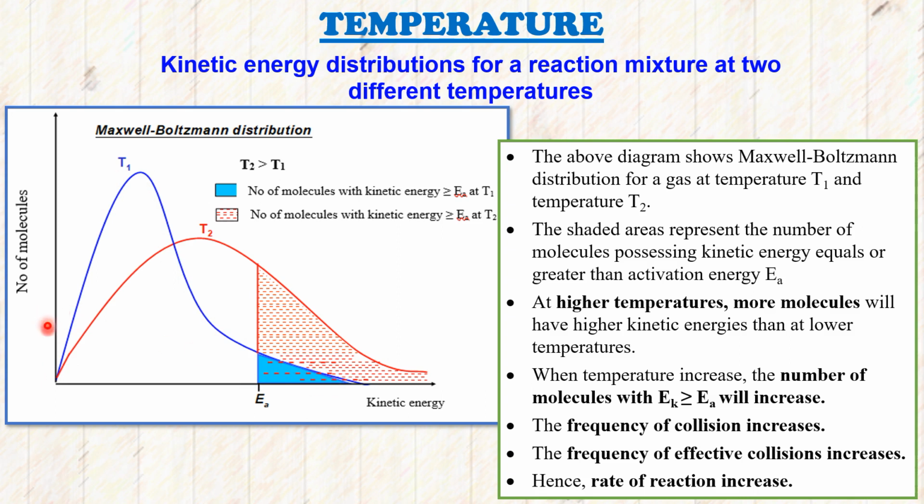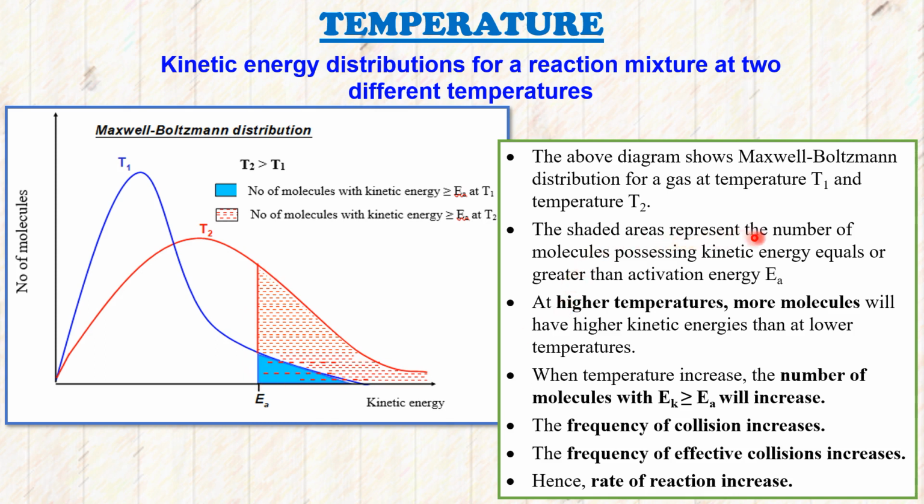Okay, and then the region under the curve at T2 refers to the total number of molecules reacting at T2. So in both conditions, the total number of molecules is equal. Alright, and then the shaded area. What is meant by the shaded area?